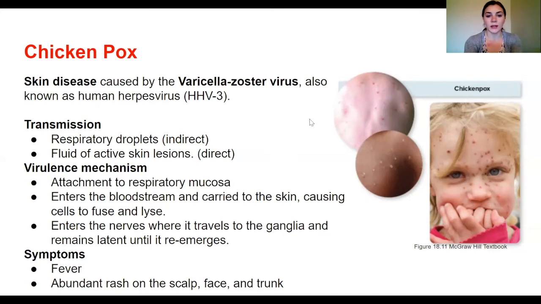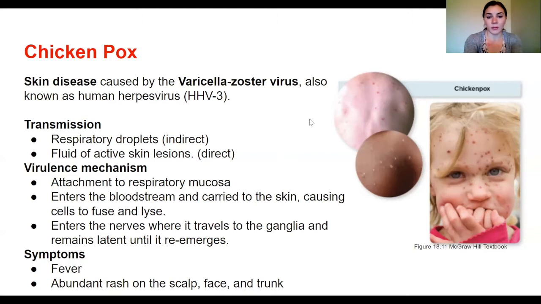Chickenpox is an extremely contagious skin disease caused by the varicella zoster virus, also known as human herpes virus HHV3, which is an enveloped virus. If someone is exposed to the virus and not immune, they will almost always get infected. It's transmitted indirectly via respiratory droplets or directly through the fluid of active skin lesions.